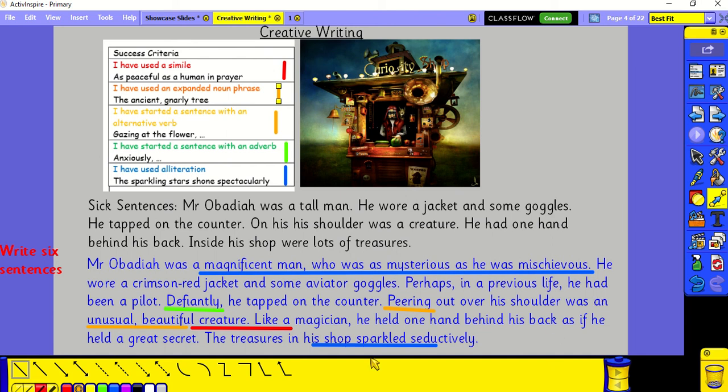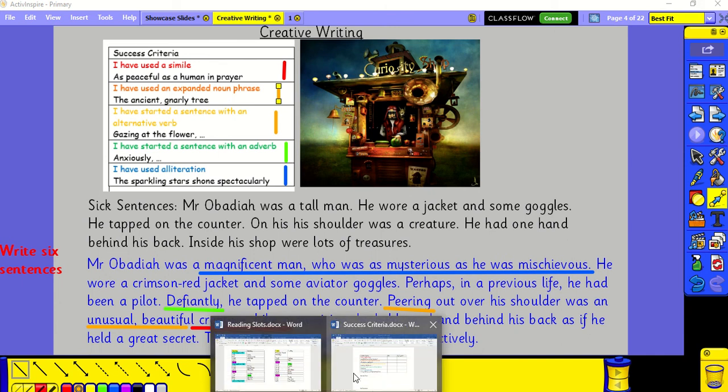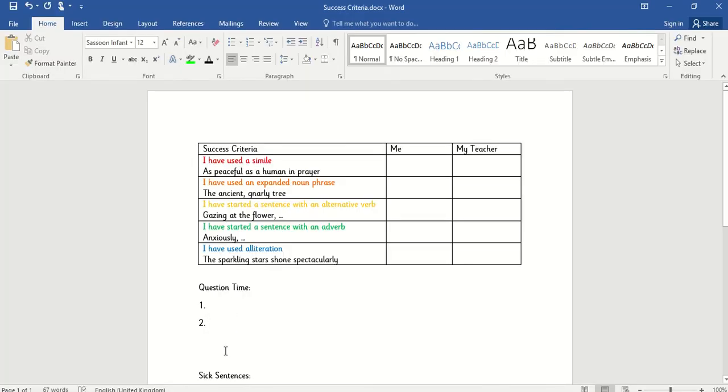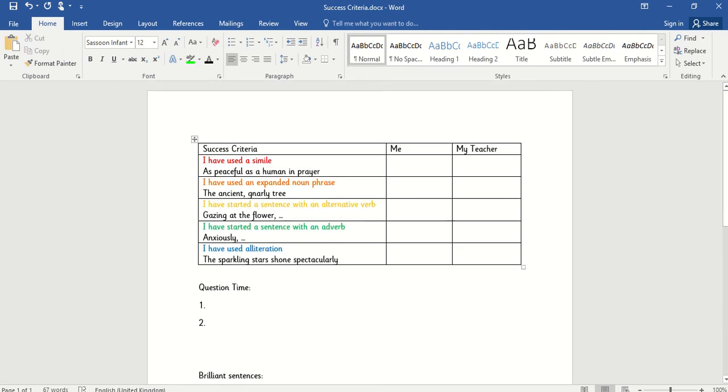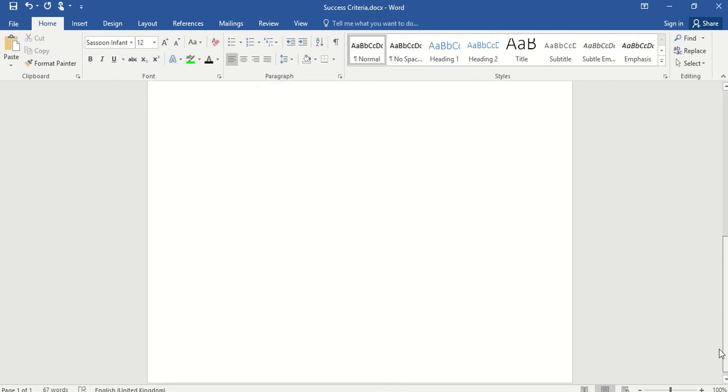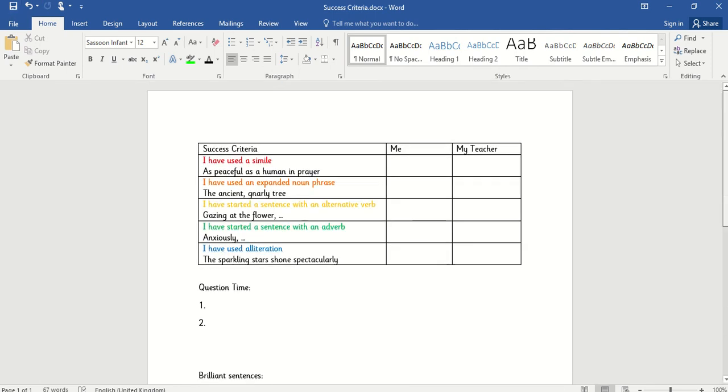Can you please go and do the same? So on your worksheet you should be answering the questions here. Then you should write your 6 sentences here, but they won't be 6 sentences, they will be brilliant sentences. And then when you are finished, check off your success criteria and underline them in the correct colour on your sheet.